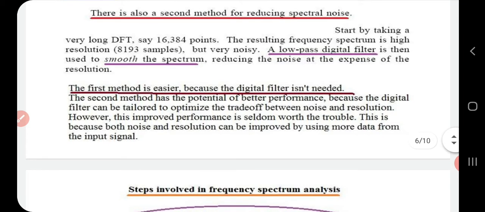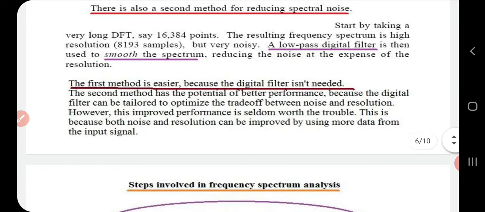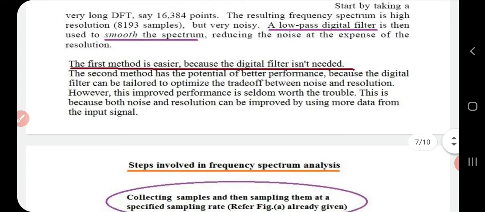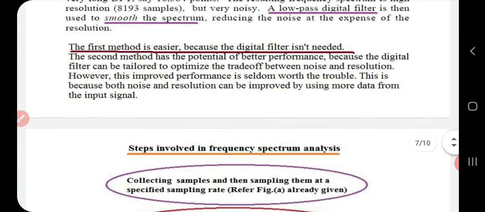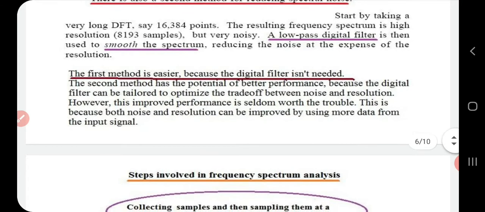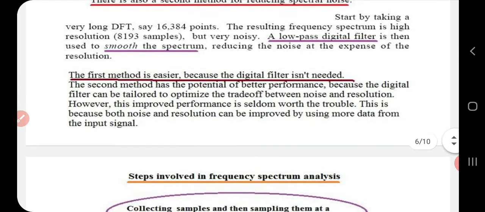The resulting signal is then averaged to get the average spectrum, and from that we noted that in the average spectrum, the noise level was very low. So that was the first method, and here we didn't make use of any filter.